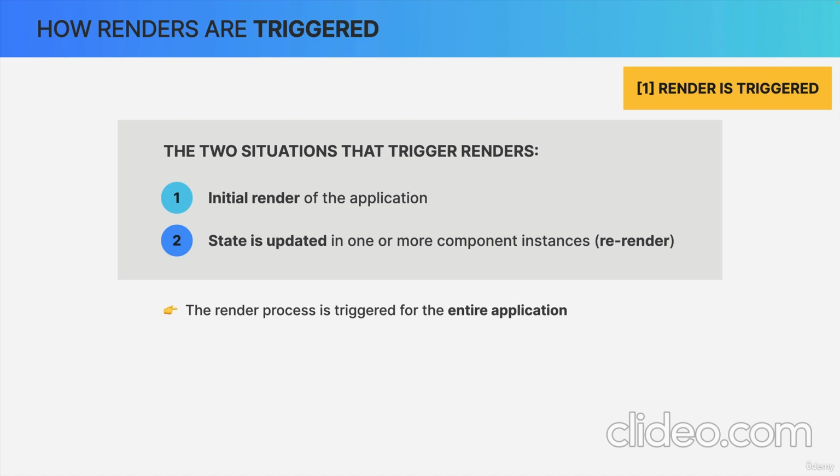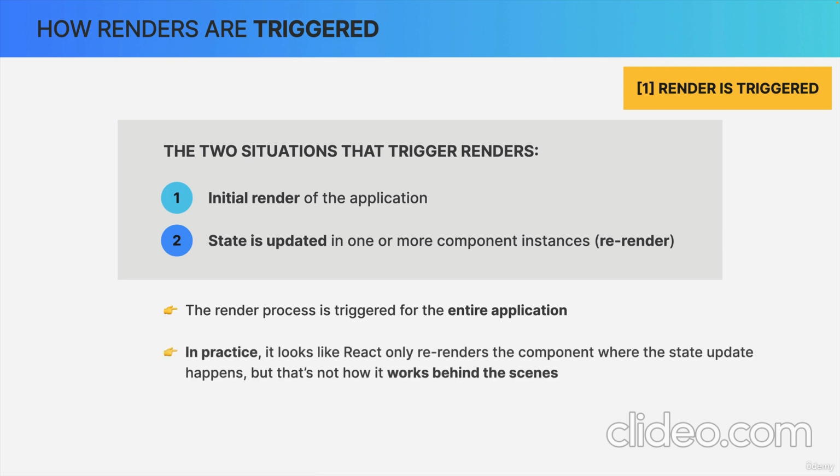Now, again, this might seem confusing now, because earlier in the course, I made it seem as though React only re-renders the component where the state update happened. But that's because we were learning how React works in practice. And in fact, when we look at what happens in practice, it looks as if only the updated component is re-rendered. But now we are learning how React actually works behind the scenes. And so now we know that React looks at the entire tree whenever a render happens.